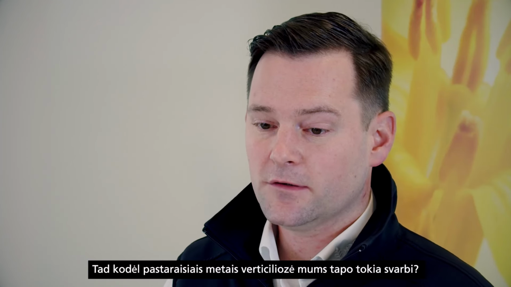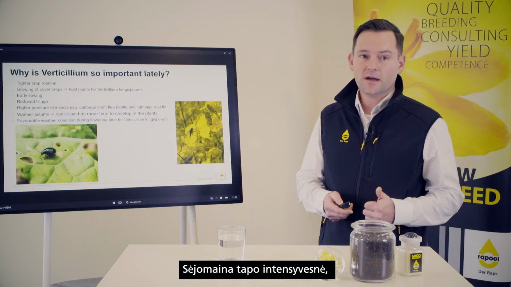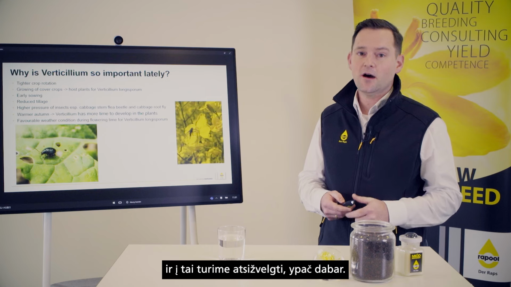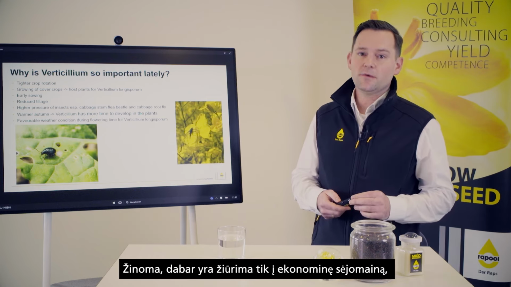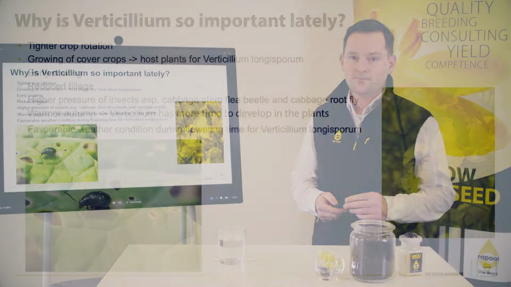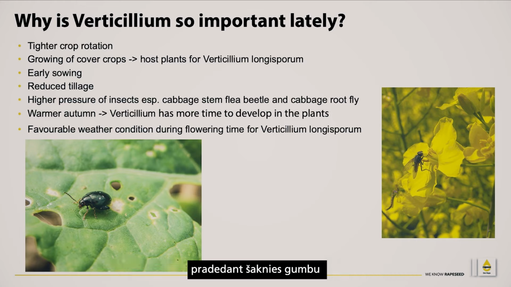So why is verticillium in general so important lately, over the last years? We have tighter crop rotations, and that's something we need to look at, especially now. Of course, there is a tendency now to look just at the economic crop rotation, with the very high prices we get at the moment for oilseed rape. But tighter crop rotations lead to diverse problems, starting with clubroot, but of course verticillium is also one of the problems that increases with tighter crop rotations.